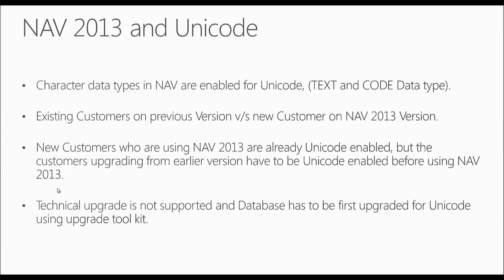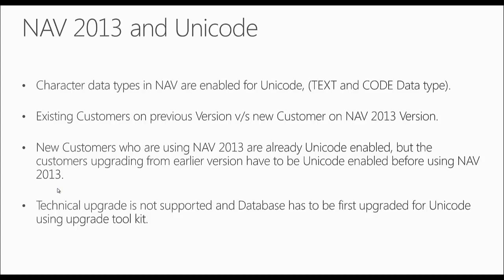NAV 2013 and Unicode. Character data types in NAV are enabled for Unicode, which are text and code. NAV has basically two data types which are used for character handling, which is text and code data types, and these two data types are enabled for Unicode.